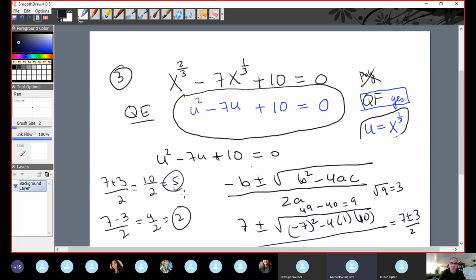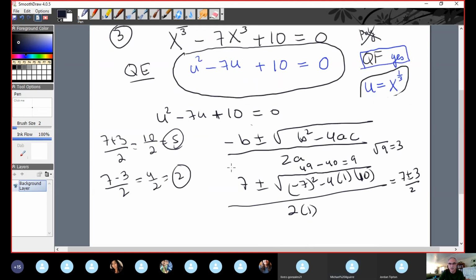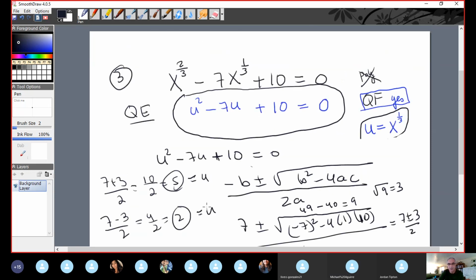Okay, so I have the U values, U equal 5 and U equal 2. Now I need to find the X value. This is a complicated part, because remember, the original equation contained fractional exponents, and the definition for U was X to the 1/3.